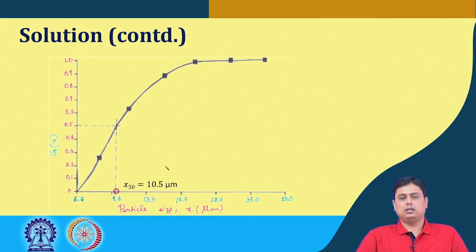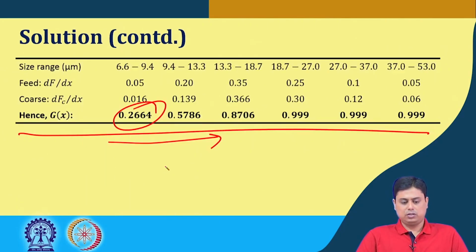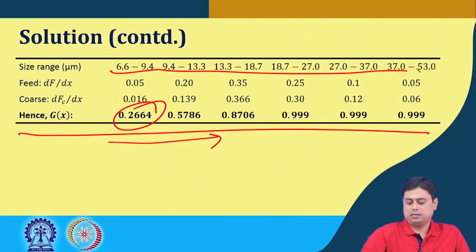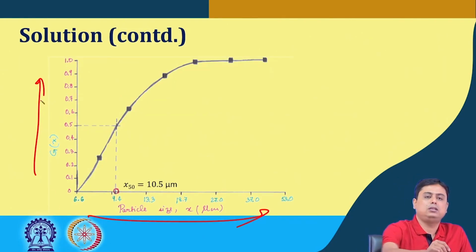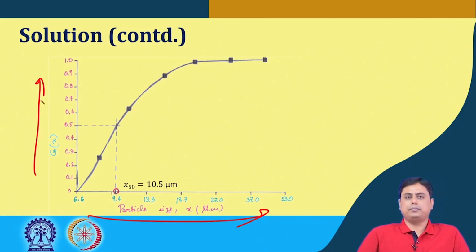And from this, how to find the equiprobable size? Because here we have the table. So, this is the size range on the x axis, and on the y axis you plot the grade efficiency. Again, this is not to scale, this is a schematic.